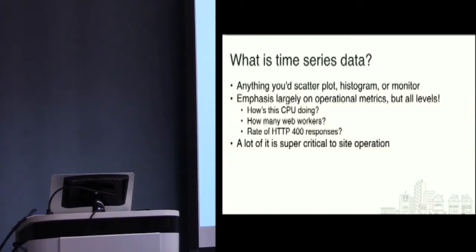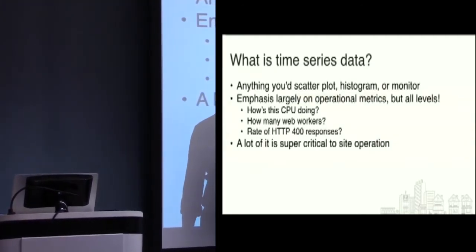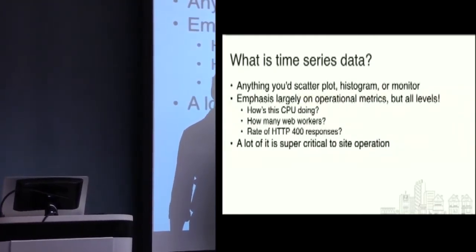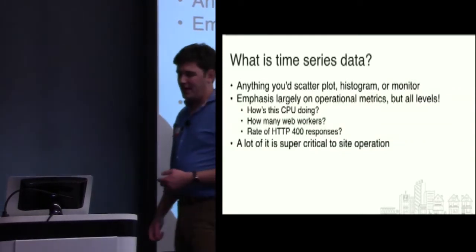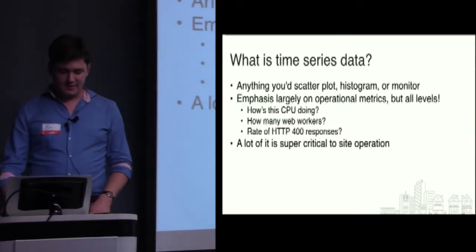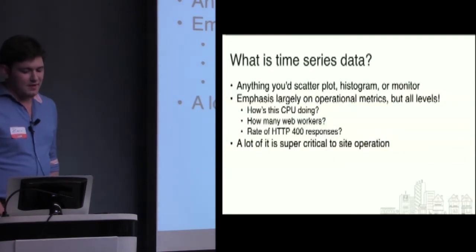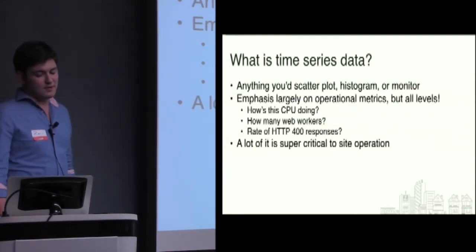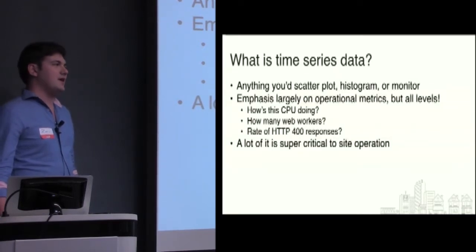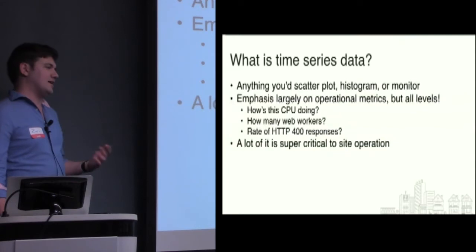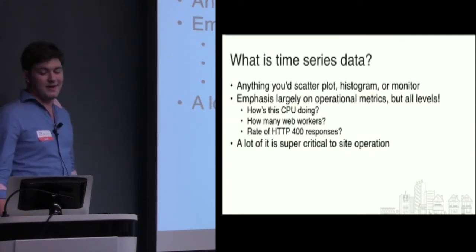On our team, we historically have focused on operational metrics. Things like, how is a certain core on a certain CPU and a certain server doing? Is it maxed out, or is it pretty idle? How many web workers do we have available in one or more of our data centers? And what is the rate of HTTP 400 responses for your microservice? A lot of this stuff is super critical to site operation, so you can't just get away with having it be up. Sometimes we actually need this when the proverbial brown stuff hits the fan, right?